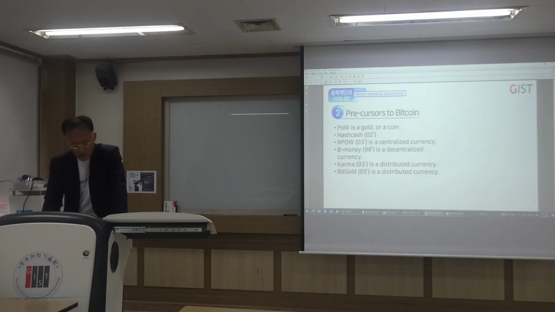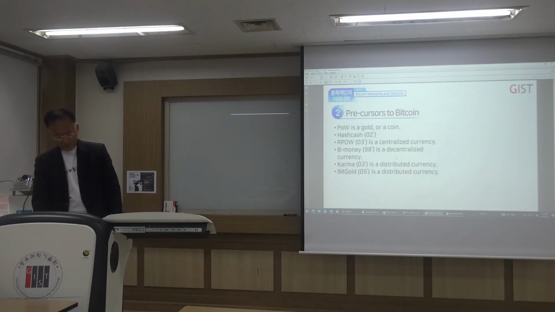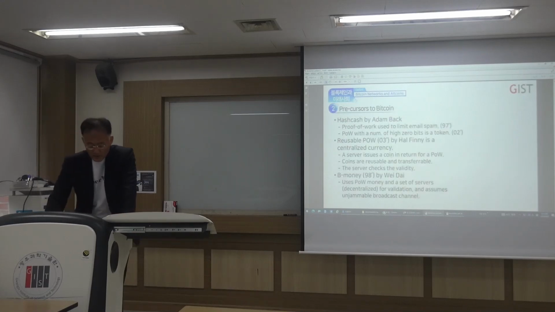One of them is these guys: Hashcash and RPOW, B-Money, Karma, Bitcoin. So as you can see, it goes all the way back to 1998, I guess. Okay, that's that. And then the idea of Hashcash by Adam Back, basically proof of work was used to limit email spam.